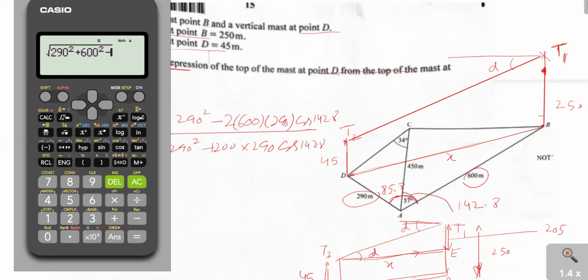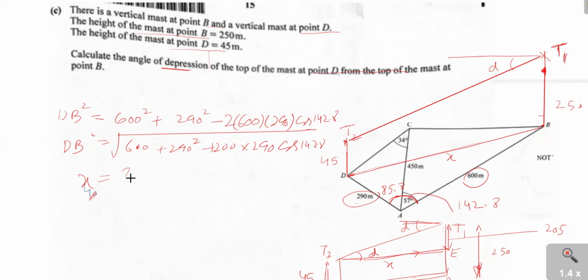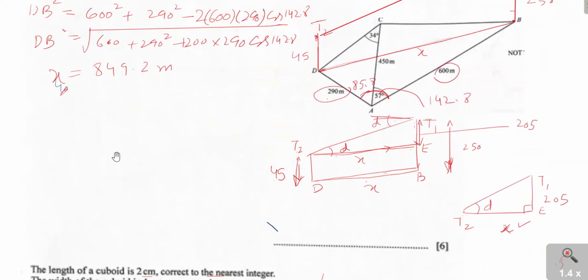290 square plus 600 square minus 1200 multiply 290 multiply cos 142.8, and this will be equal to 849.2 meter.